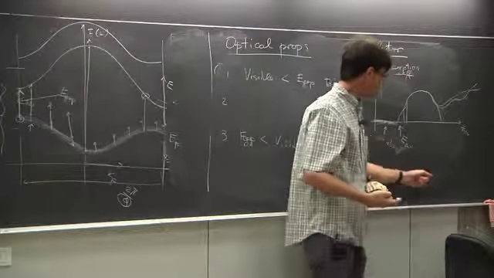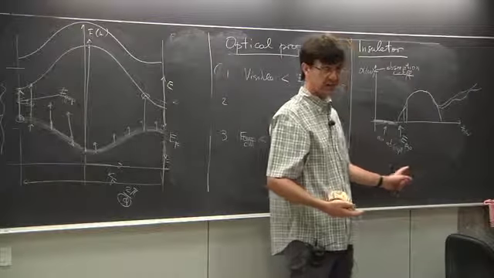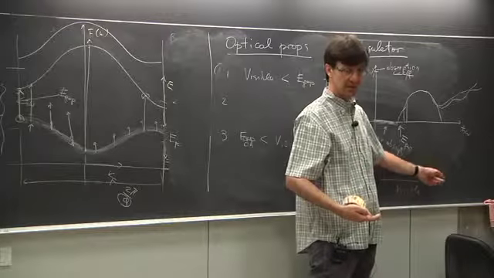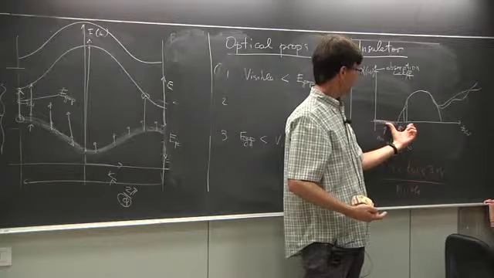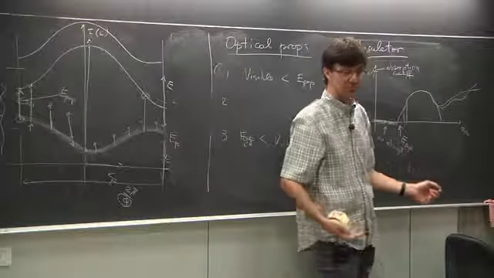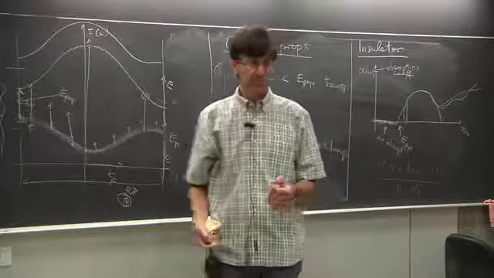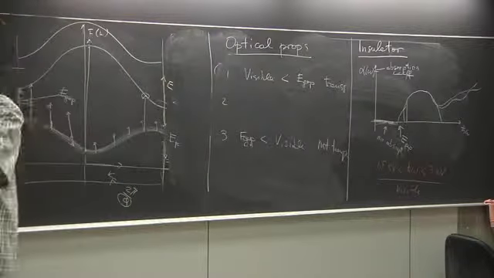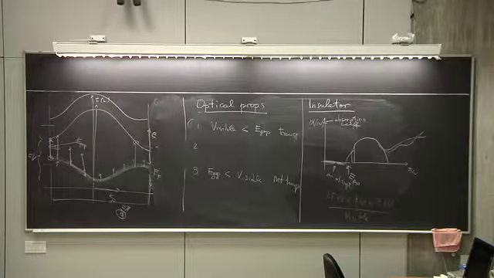Now, I'm sure you know the colors, right? The colors start from red, yellow, green, blue, violet, right? So if you look at the material where the gap is, say, 2 electron volts, for example, how will it look like? You take a material, you look through it, you put a light behind it, and you look at it. What will it look like?